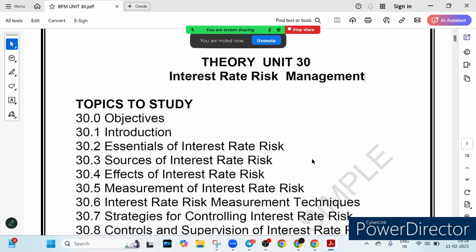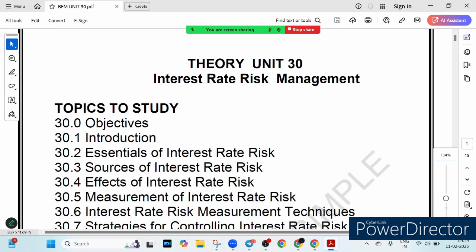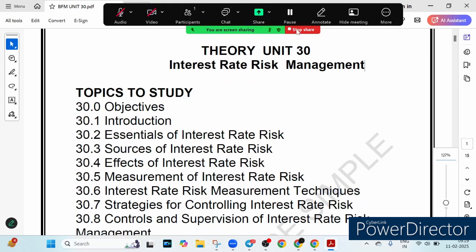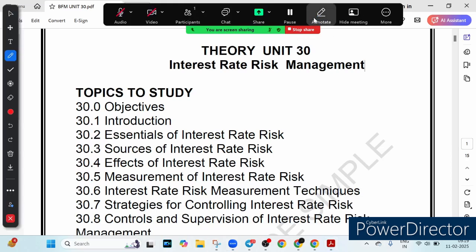So this is our unit number 30 theory portion of BFM, and the topic name, as you can see, is interest rate risk management. So before diving into the chapter, let's see what are the important topics which we are going to study.